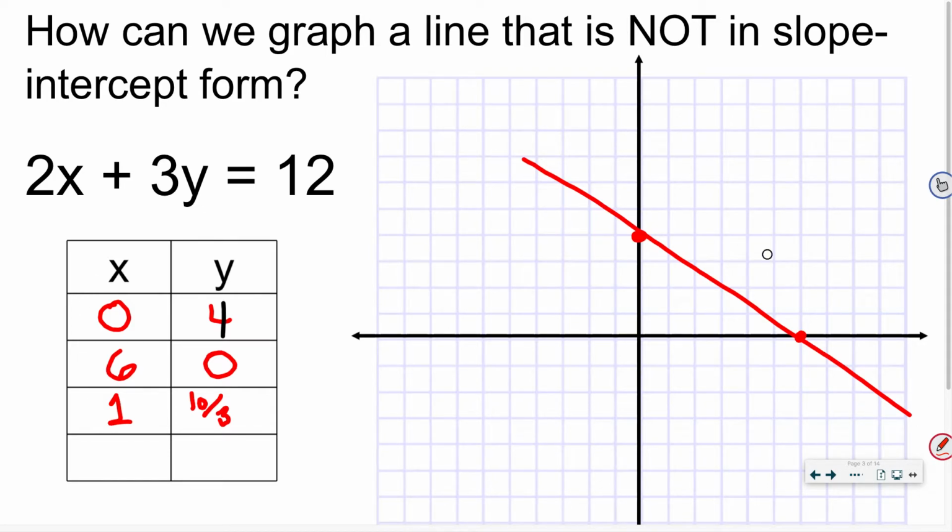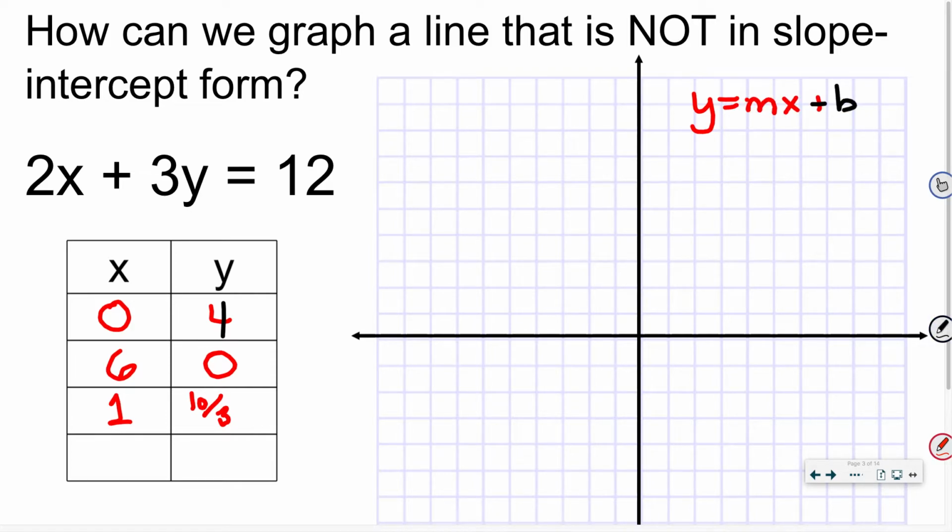What else could I do? And I want you to channel back to Unit 1. How else could I graph, if I know really confidently how to graph an equation if it was in this format? I know how to graph a line in that format. What can I do to my current equation to make it easier for me? Put it in slope-intercept form. I can actually put that equation into slope-intercept form.